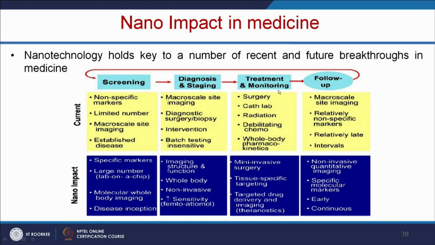In case of treatment, we have to go for surgery or radiation, and whole body pharmacokinetics. Here we can reduce that surgery. It can be minimally invasive, or we can make a drug which can be delivered to the particular target. So targeted delivery is possible. Again, for follow up we have to use macro scale site imaging, but with nano we can use non-invasive quantitative imaging, and we can also do early diagnosis and early follow up.